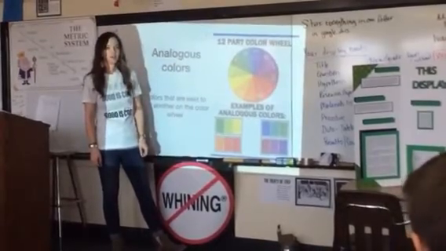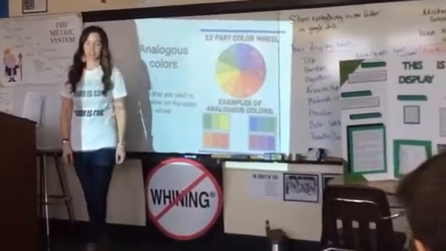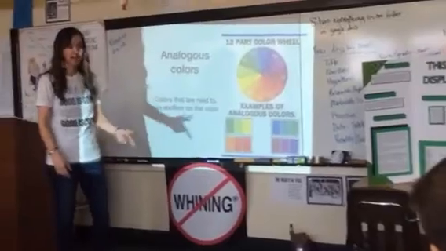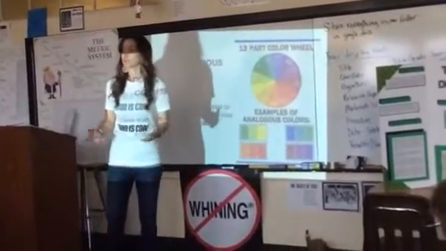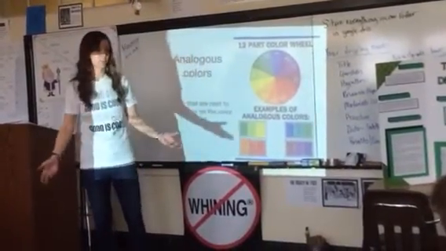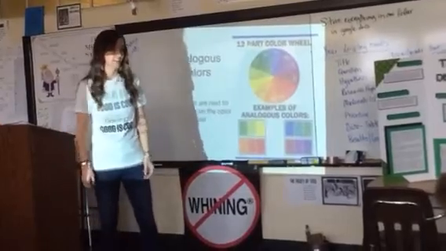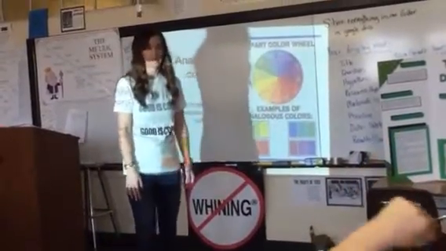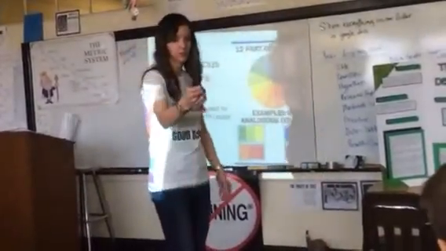What about black? Black, great question, Jack. Black is a neutral. Black, white, gray, those are all your favorite people at recess because they like to play with everybody. They don't have a bad friend. They like to play with all the colors.